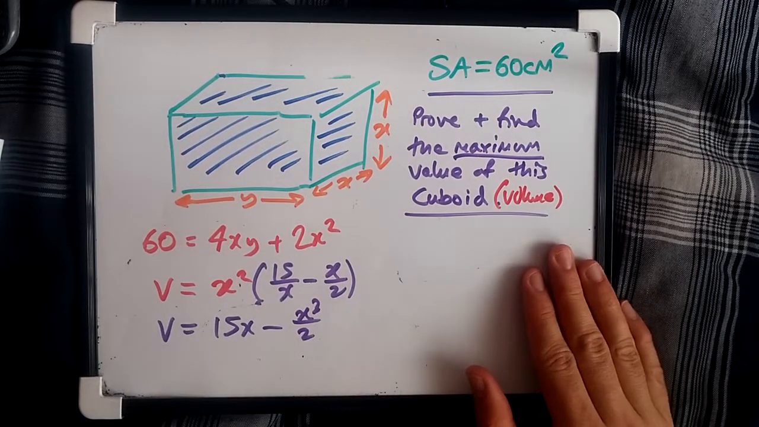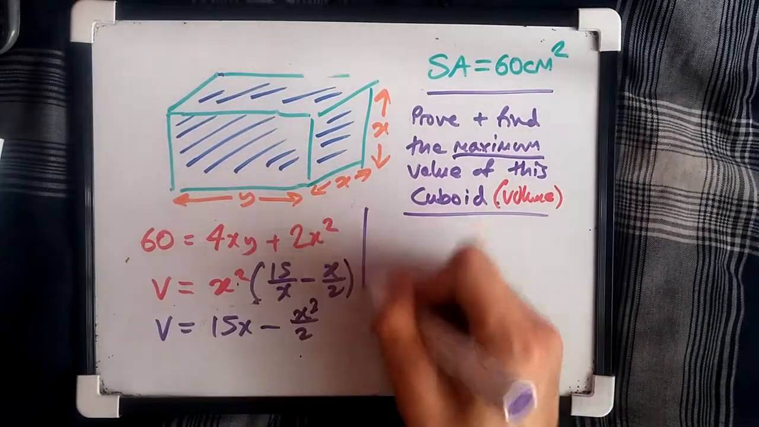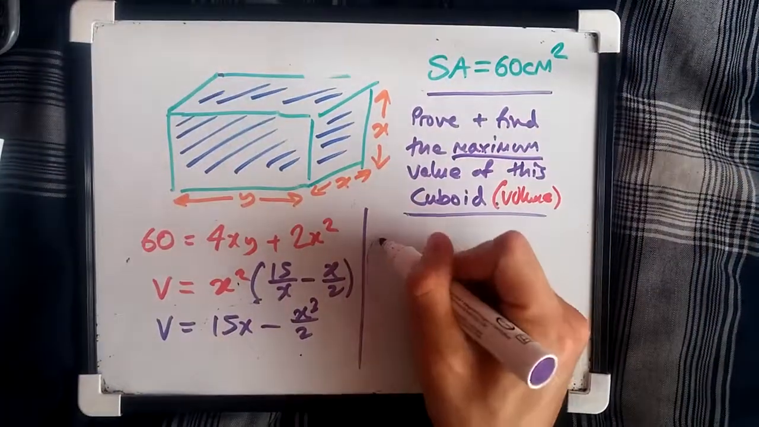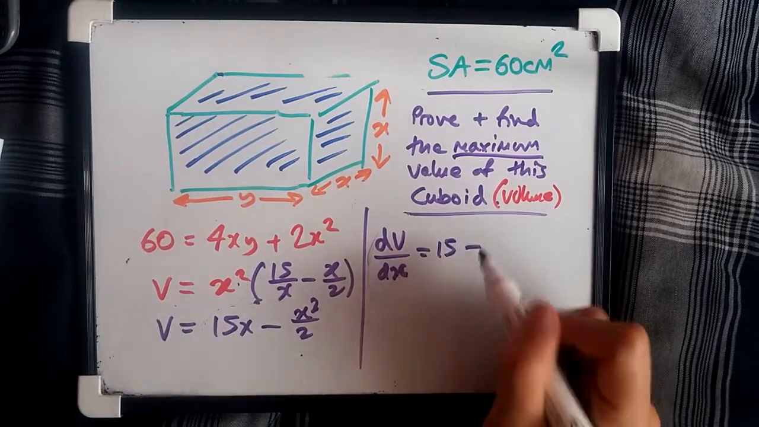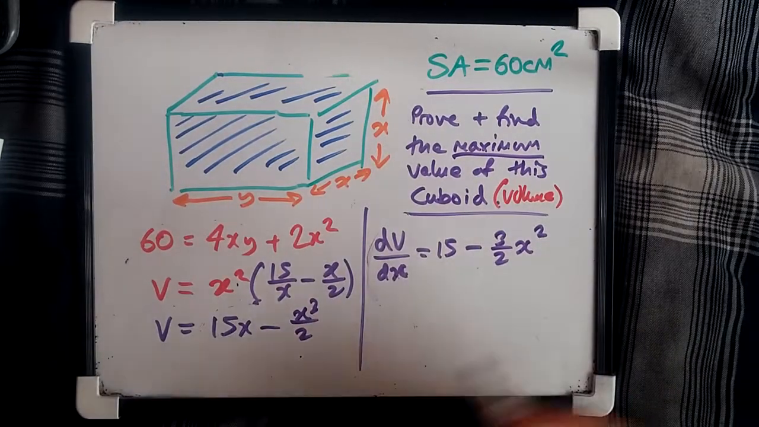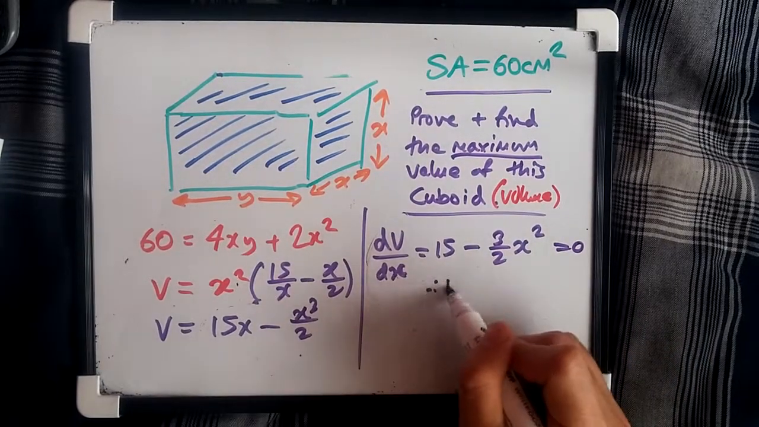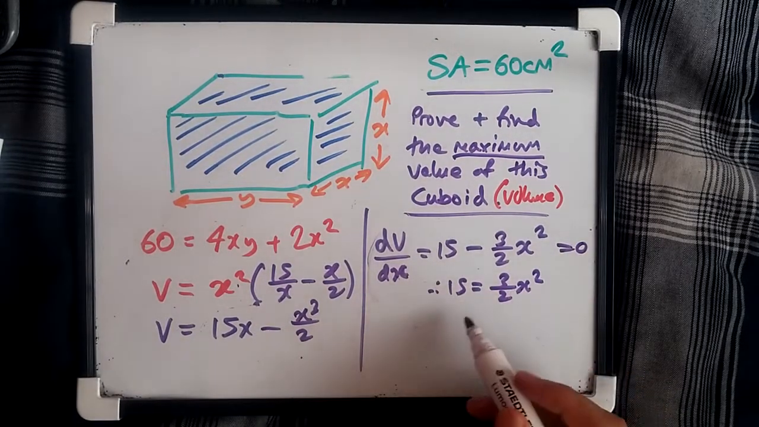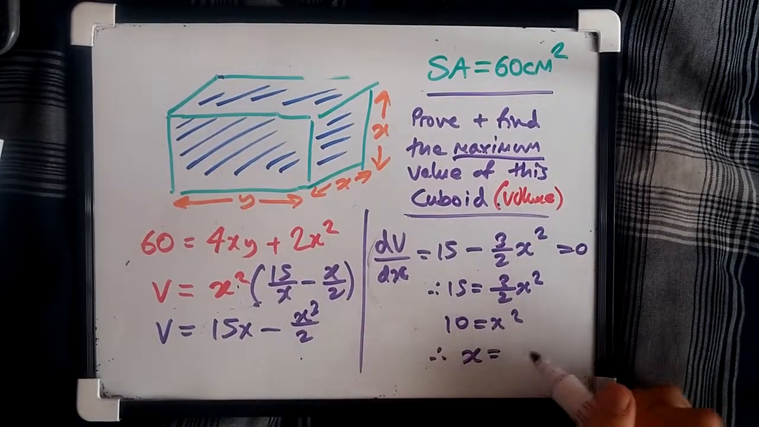So here we need to find the derivative and use that value of the first derivative to plug into the second derivative. So without further ado, let's find the first derivative, dV over dx. Differentiating this, we should get 15 minus, dropping the 3, 3 over 2 x squared. Now setting this to 0, because of one property of the derivative, we can solve this equation. So now we have 15 equals 3 over 2 x squared. Dividing by 3 over 2, so dividing by 3 gives us 5, times 2 gives us 10 equals x squared, and therefore x must equal root 10.